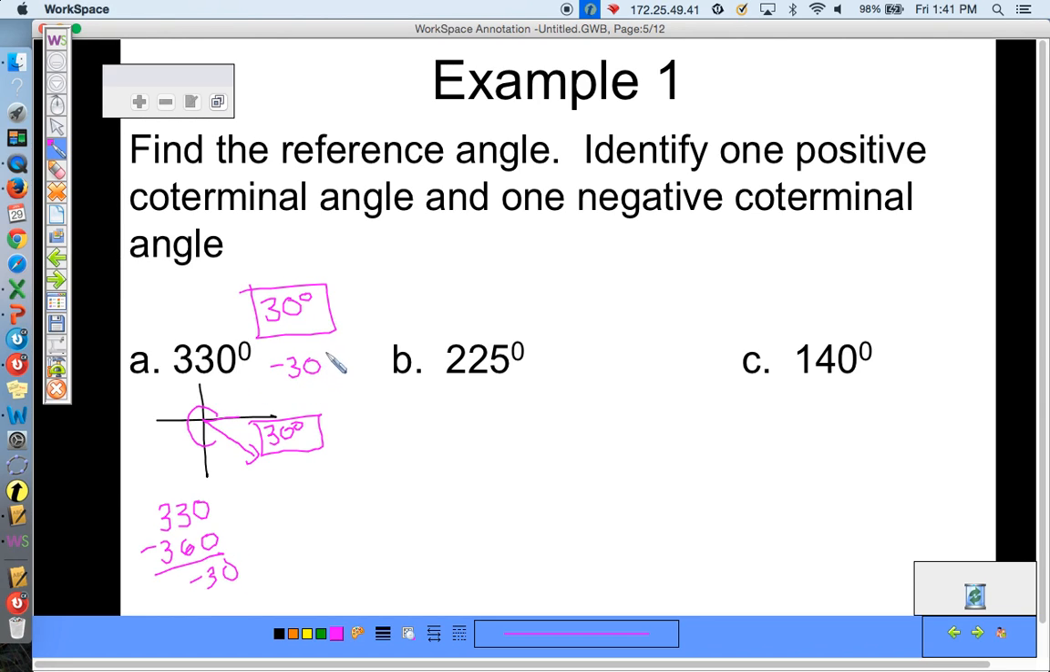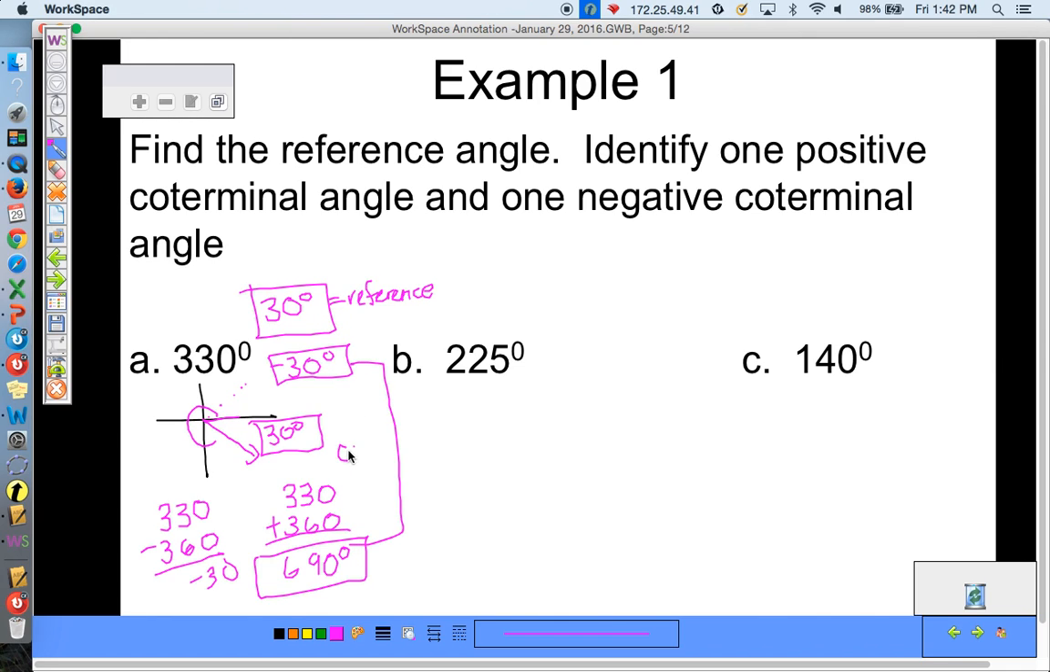Well, negative 30 degrees. Oh, excuse me, this isn't coterminal. This is our reference. Because 30 degrees is actually up here. Coterminal is the exact same spot, so that would be negative 30. Or if we take 330 and we add 360, we end up with 690. So sorry about that. So there is a difference here between reference and coterminal. These two are the coterminal because they end up in the same spot.